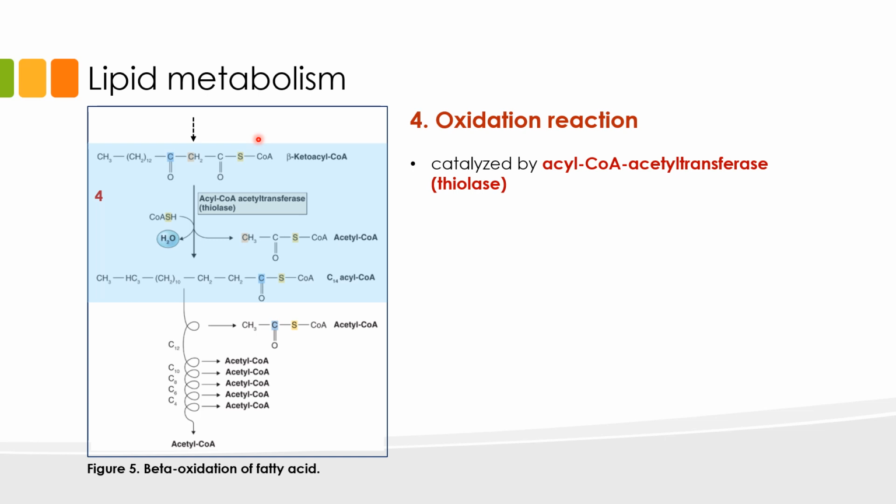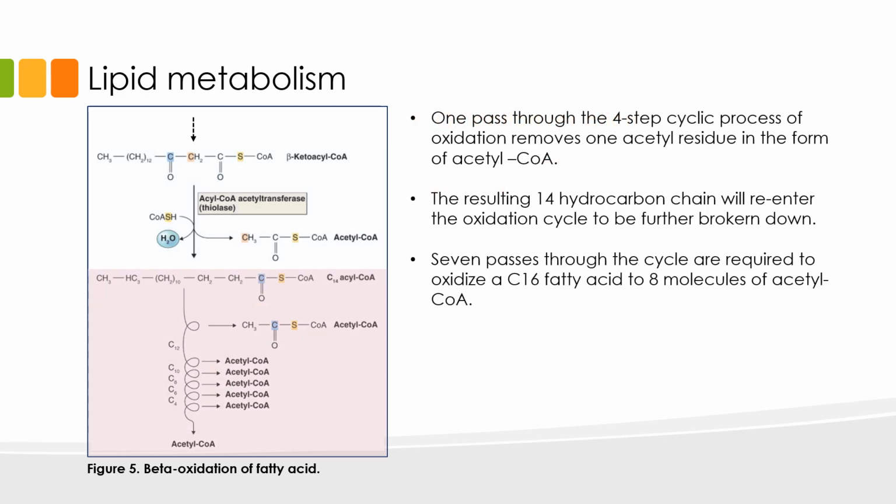With the activity of thiolase, the ketoacyl-CoA is broken down to one 2-carbon molecule known as acetyl-CoA and a 2-carbon shorter version of the original activated fatty acid. The resulting 14-hydrocarbon chain will then re-enter the oxidation cycle to be further broken down. One pass through the 4-step cyclic process of oxidation removes one acetyl residue in the form of acetyl-CoA. So say for example you have a 16-carbon fatty acid. It needs to pass through 7 cycles of beta oxidation to get fully oxidized and produce 8 molecules of acetyl-CoA.